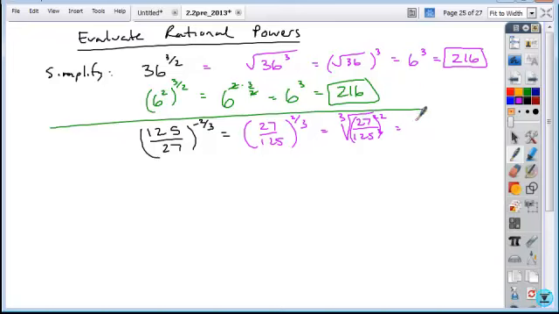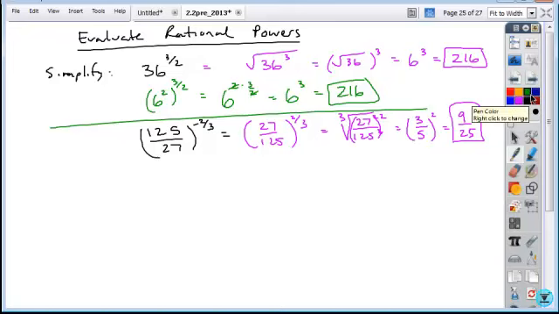So the cube root of 27 is 3. Cube root of 125 is 5. That whole thing is squared. And now the properties of powers, it applies to both parts of a quotient. So 3 squared is 9, 5 squared is 25, and you get your solution.